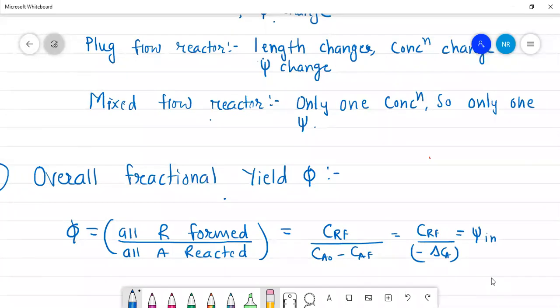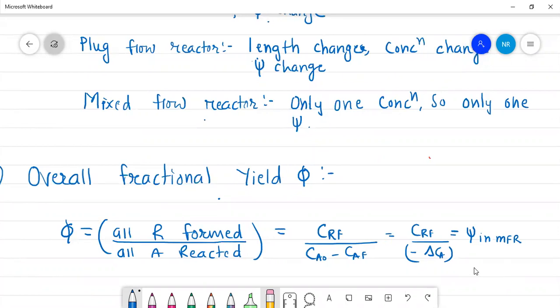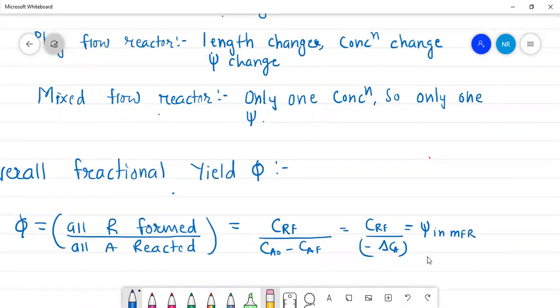So here we can say it is psi in MFR. For other reactors, the fractional yield is an average, like average velocity, so it is like a phi dash in a batch or plug flow reactor.